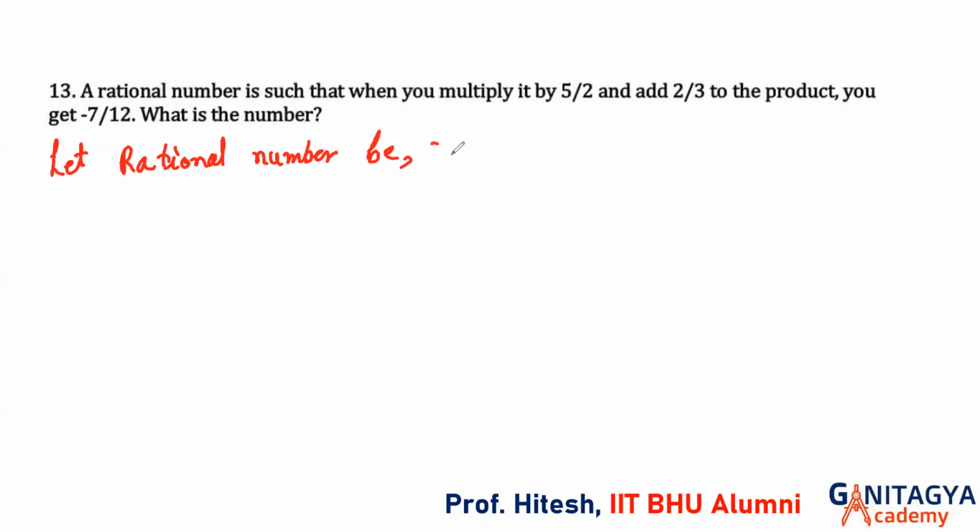x. Okay, so now when you multiply it by 5 by 2, so 5 by 2 into x, and add 2 by 3 to it, plus 2 by 3, it will give minus 7 upon 12. Understood the question? What is the question? When you multiply the number by 5 by 2 and add 2 by 3, the result is minus 7 by 12. So the question is, what will be the number?